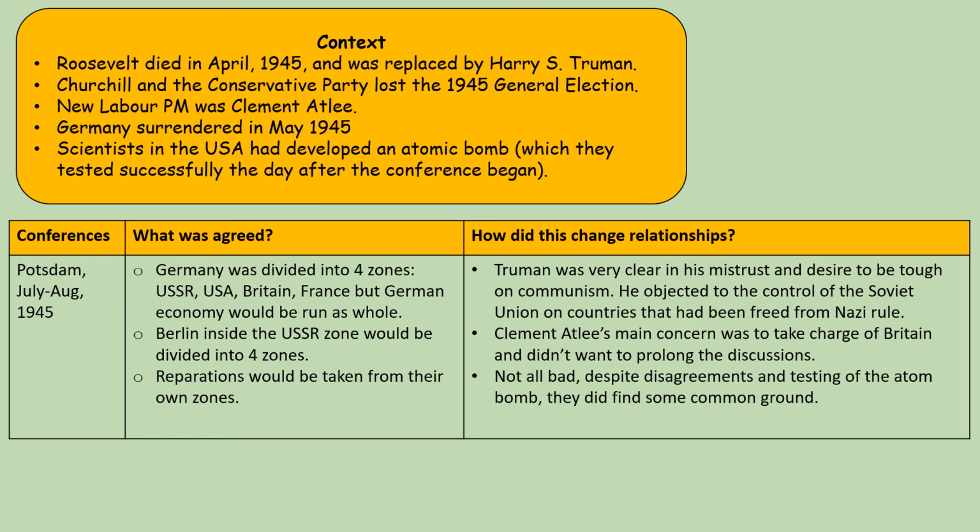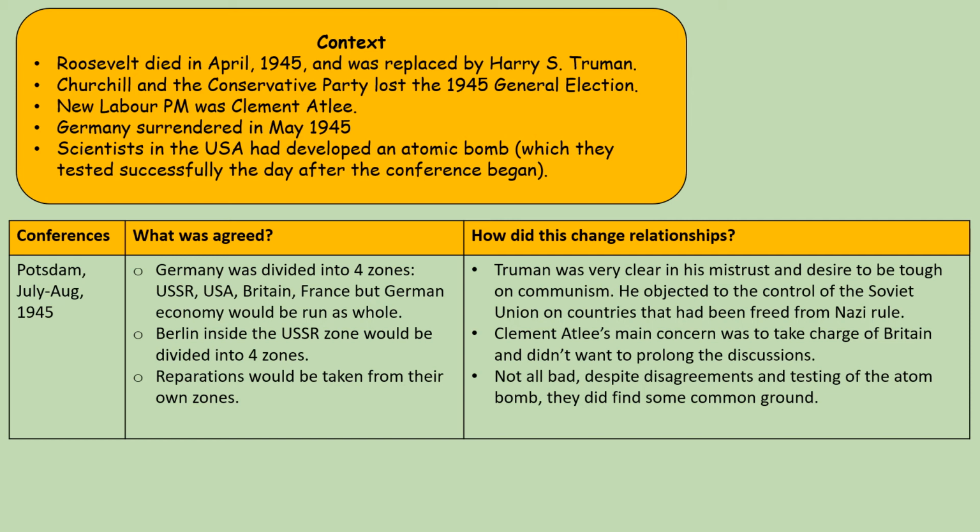Churchill and the Conservative Party lost the 1945 general election, and the new Prime Minister is Labour's Clement Attlee. Germany had surrendered in May of that year, but the war in Japan is still ongoing, and scientists in the USA have developed the atom bomb. So how does this change? So let's go to the actual conference, what was agreed.